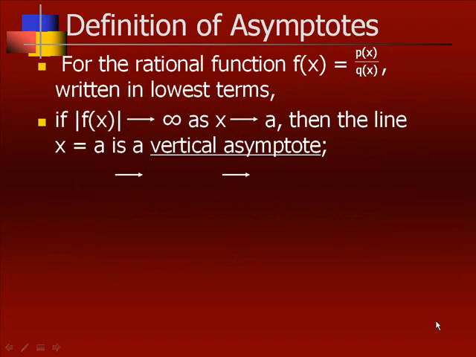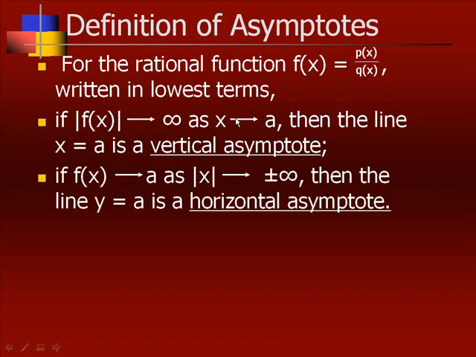For the rational function f of x equals p of x over q of x, written in lowest terms, if the absolute value of f of x approaches infinity as x approaches a, then the line x equals a is a vertical asymptote. What that means is if the function approaches infinity, the absolute value means it could approach it in the positive direction or in the negative direction. As x approaches some number, then that number is the location of the vertical asymptote.